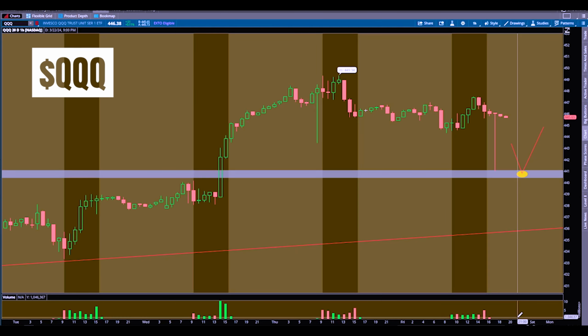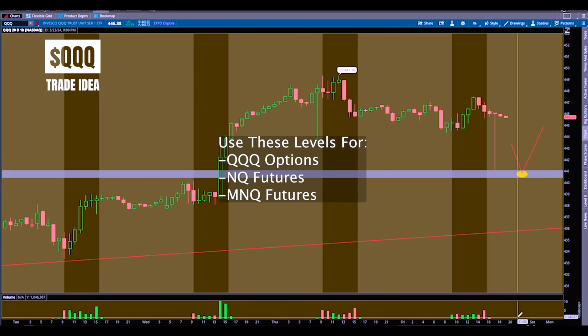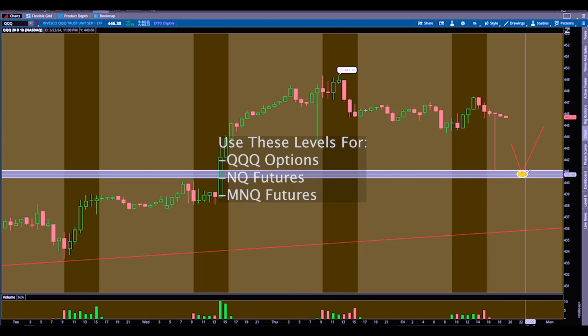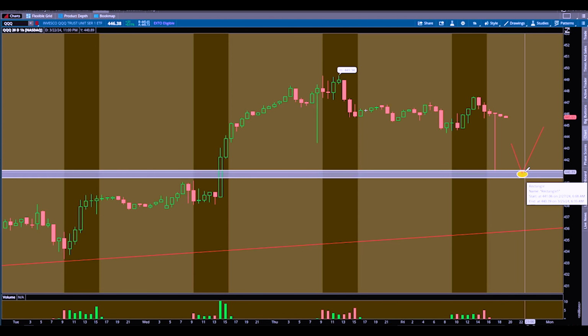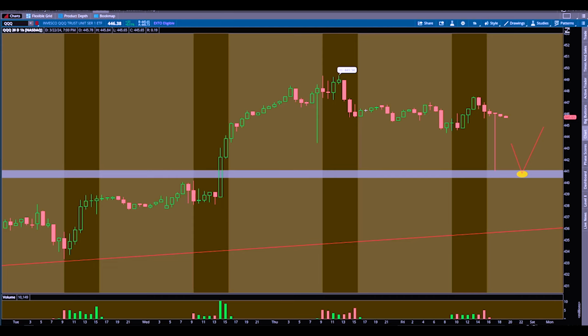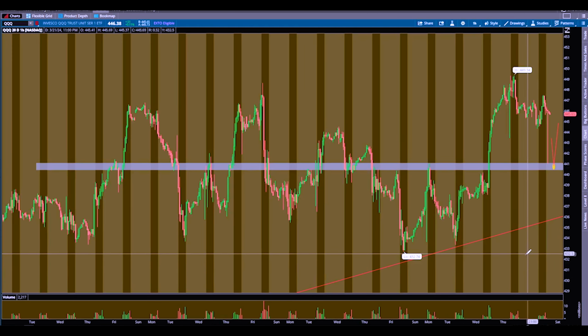Next up, QQQ. You can trade QQQ options or you can trade NQ futures based off QQQ levels. So the bounce I'm looking for is down around this 440.4 to 441 area. That's where I'd be looking to go long. I like that level a lot, but check this out. We got a nice trend here as well. So it's definitely something to watch.